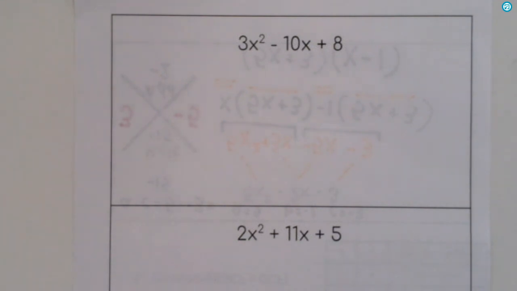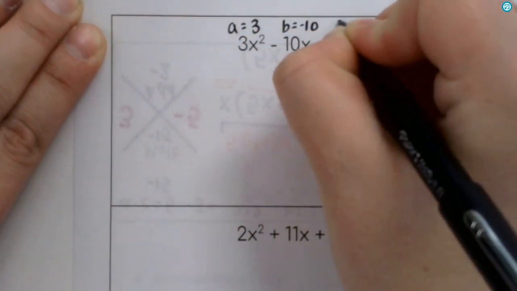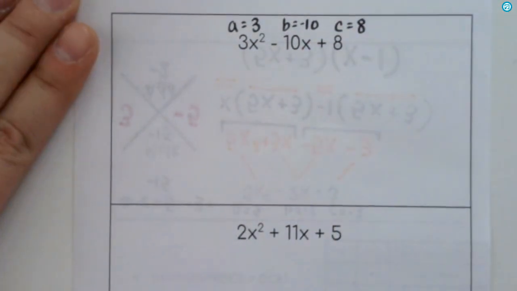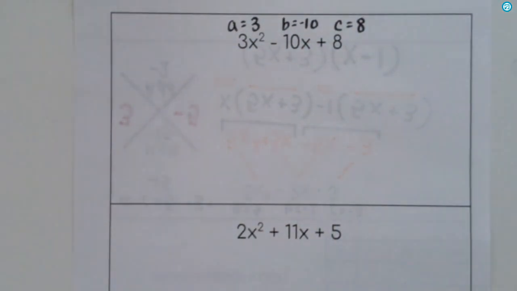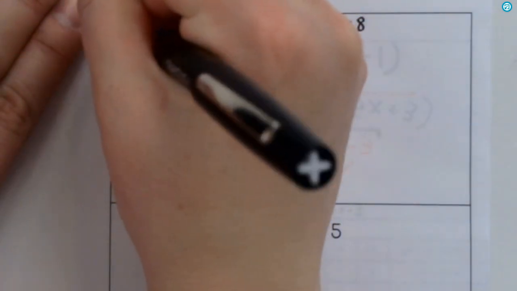So the first thing that I'm going to do is identify my A, B, and C. So A is 3, B is negative 10, C is 8. Then step 1 tells me to multiply together A and C. So what is my A value? And my C value is 8. So A times C is 3 times 8, which is 24.